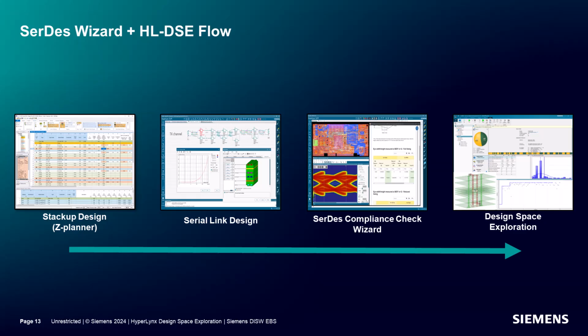When you're looking to vary some of the properties, you can use this wizard to seamlessly push the design's data into Hyperlinks DSE for a more involved analysis to better help your designs. If you've ever used the SerDes Compliance Check Wizard from Hyperlinks LineSim or BoardSim, you know that you can sweep different parameters from the Channel Sweep tab.